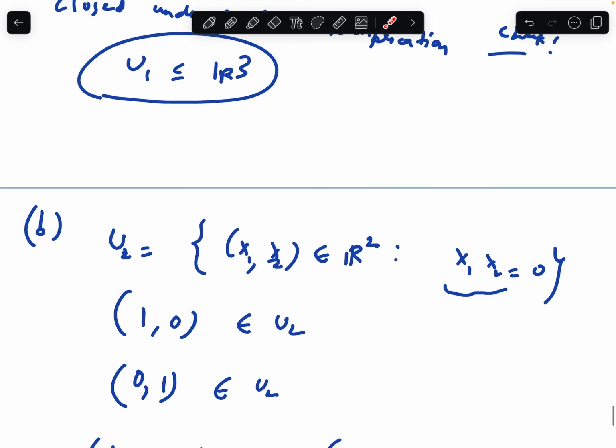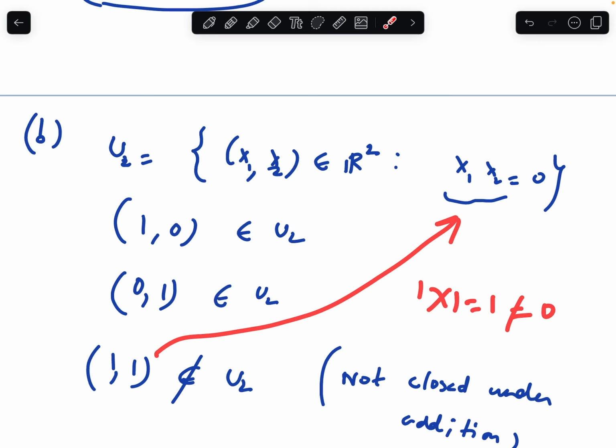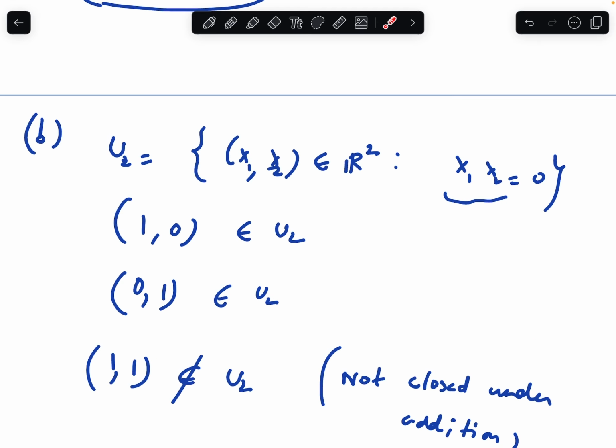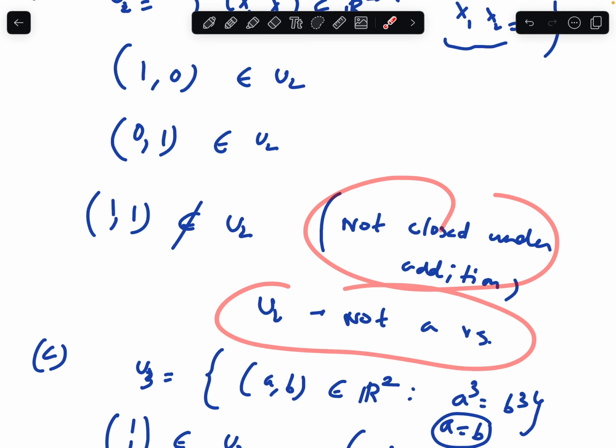But how about the sum? Well, the sum is (1, 1) and it is not inside U2 because it is not satisfying this condition. 1 times 1 equals 1 and it is not 0. So it is not closed under addition. That means it is not a vector space.